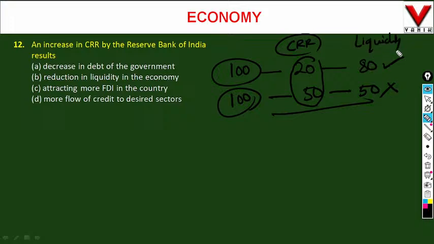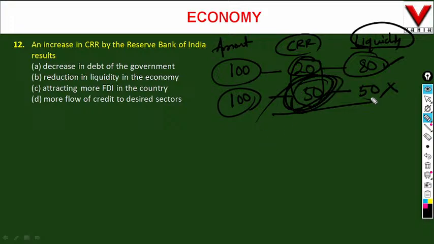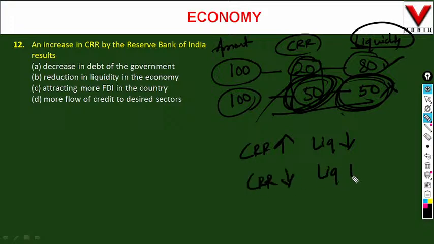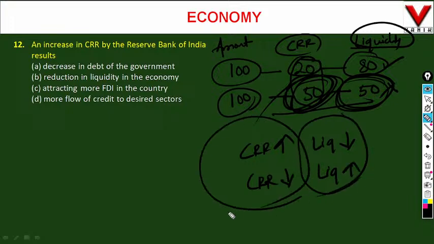The best example you can understand. It is the same amount. If the CRR is 20 rupees, then you have liquidity of 80 rupees. The moment your CRR is increased, you are giving more money to the friend, you are having less liquidity. CRR increases, liquidity decreases. CRR decreases, liquidity increases. Basic funda.